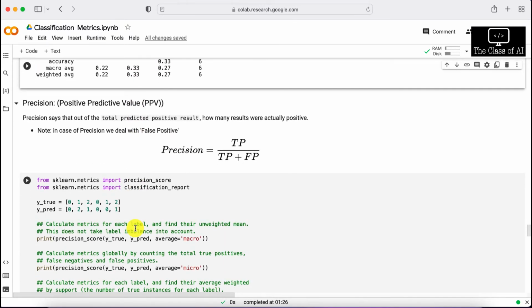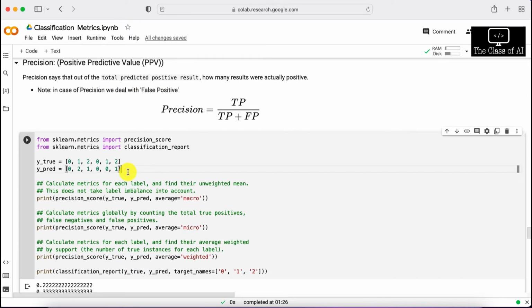Now let's see precision, which is called the positive predicted value. In the precision case, out of the total predicted positive values, how many results were actually positive. So again we are trying to focus on true positives, but instead of finding the false negatives, we'll be calculating the false positives. We'll see how many false positives there are. So in the case of precision, we deal with false positives.